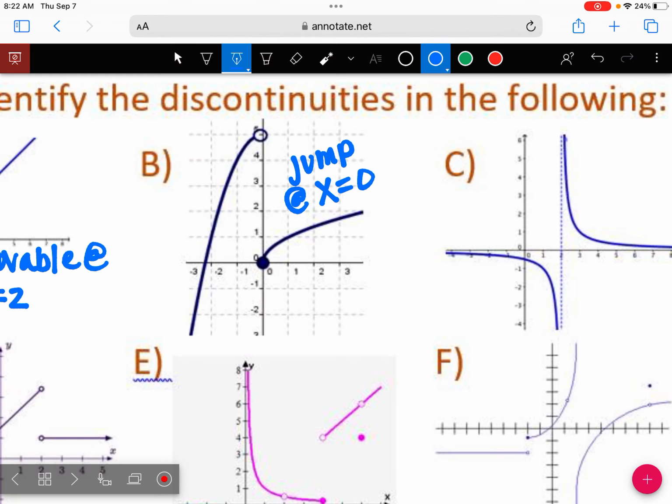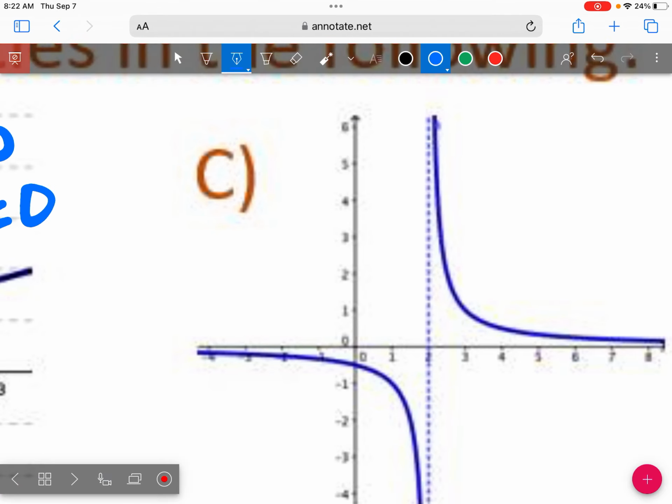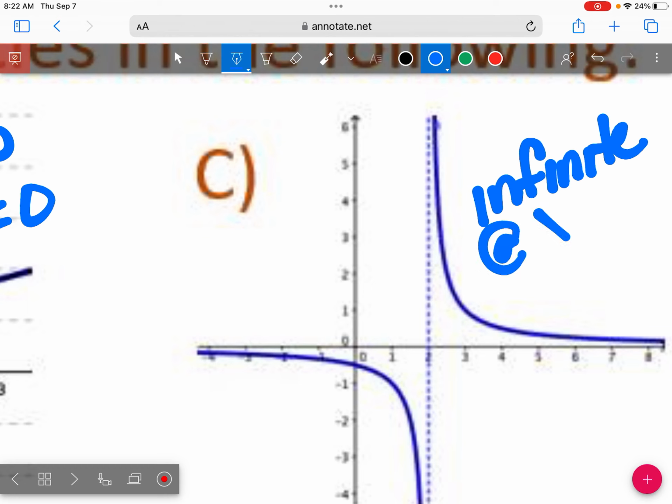All right, let's look at C. What do we have there? Infinite. So on the left, it's approaching negative infinity. On the right, positive infinity. So we have an infinite discontinuity at x equals 2.